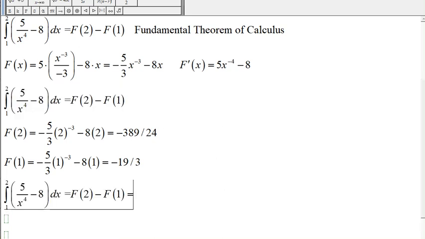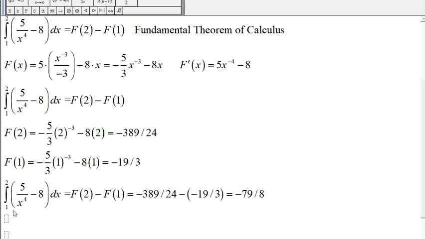So this is equal to negative, so it'll be this right here, minus negative 19/3. And this will be negative 79/8.